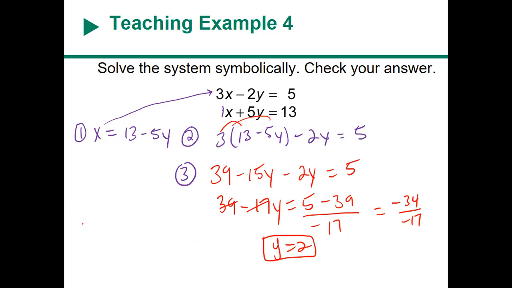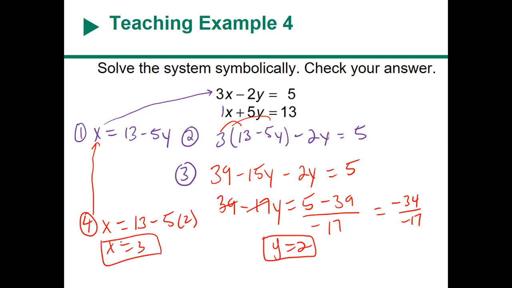So now step 4 is you take what you have and you plug it back into your step 1. So in step 1, we were looking for x. So now we know x equals 13 minus 5 times 2. What is 13 minus 5 times 2? 3. So we know x equals 3. So our system solution is 3, 2.